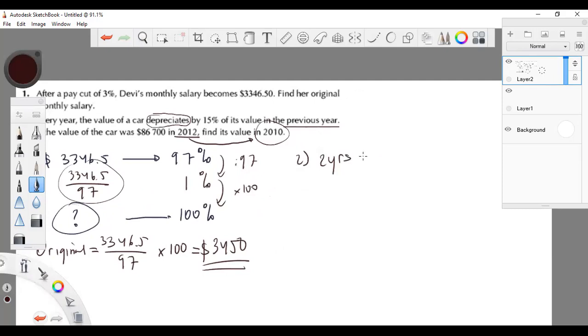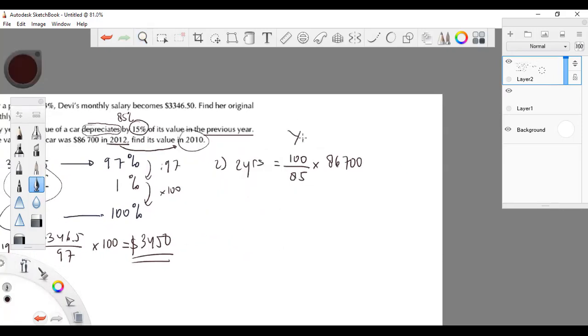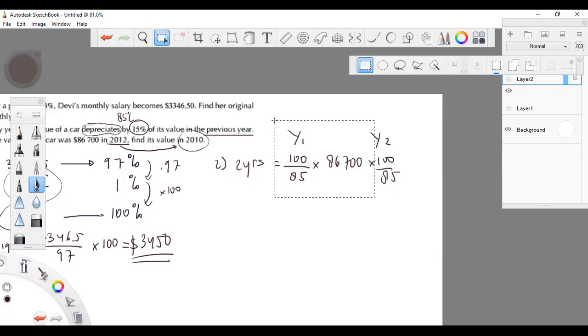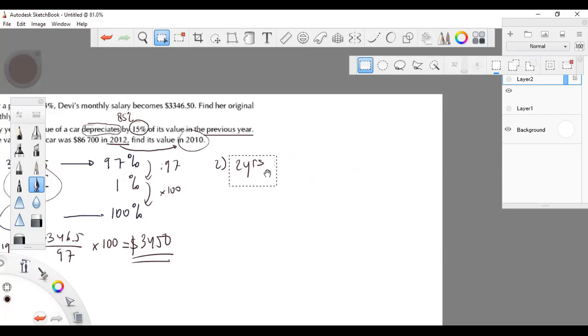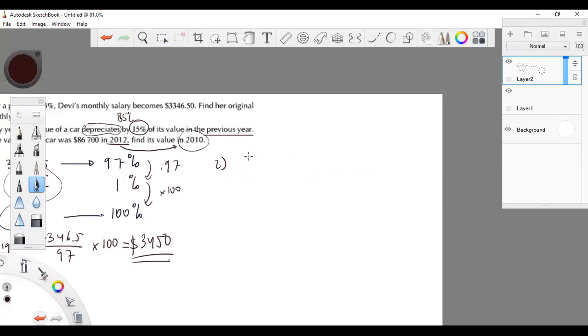So 2 years will be 100 of the original over 85 of the value of the next year, right? Because depreciates, so it becomes 85%, right? And then you multiply by 86,700, and after that, since this is year 1, you have to put 2 years, you have to multiply again by year 2, 100 over 85. That's how you do. Or if you cannot do this easily, I will give you the easiest way to understand this. Okay, so the value in 2012 is 86,700, right?